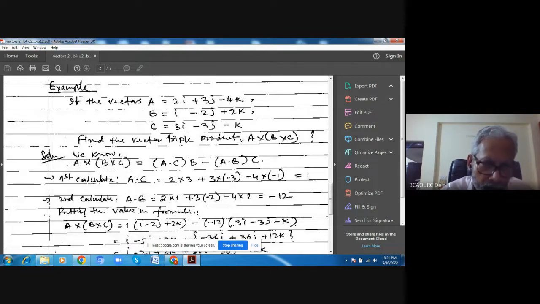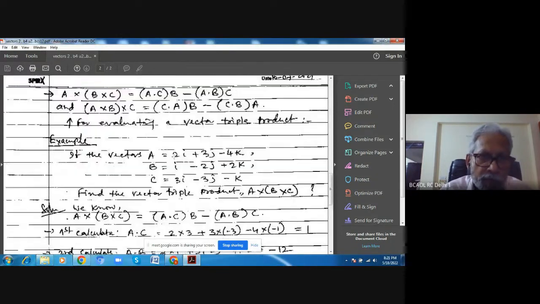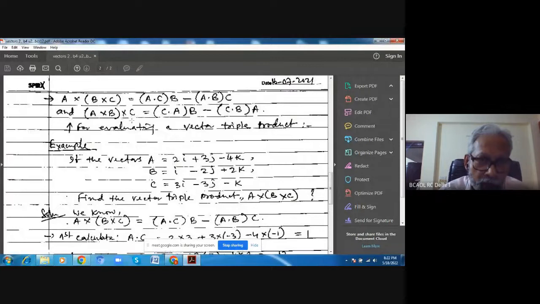Maybe there may be a question in the student's mind: Sir, why are we taking A dot C? Because here actually A dot C is there. Suppose it is reversed, (A cross B) cross C, then actually it will change. Maybe you see the other formula, this one, with C cross A, C cross B. But here we are considering the first formula, this one.